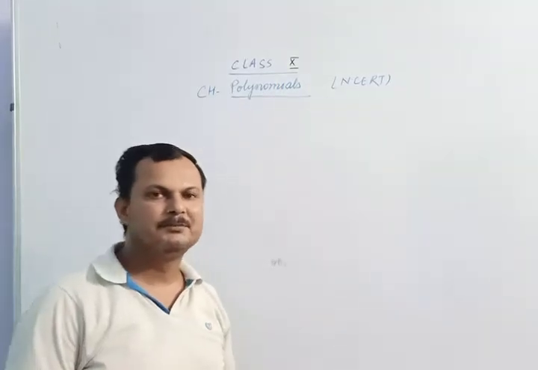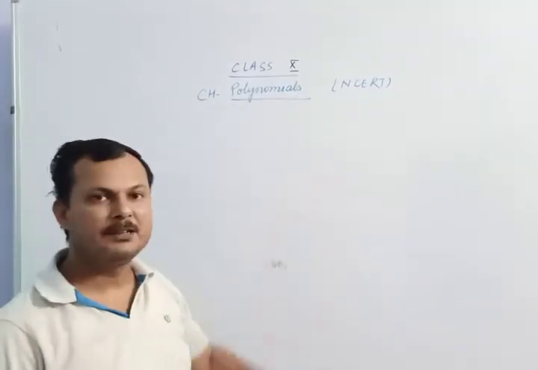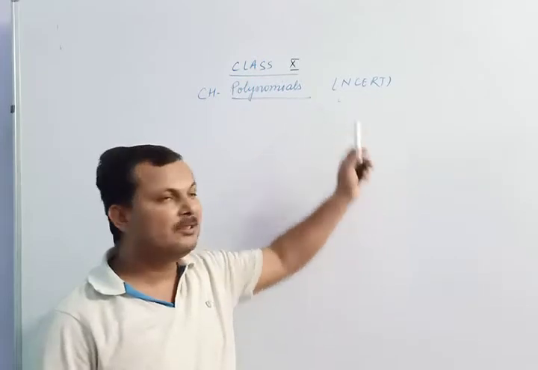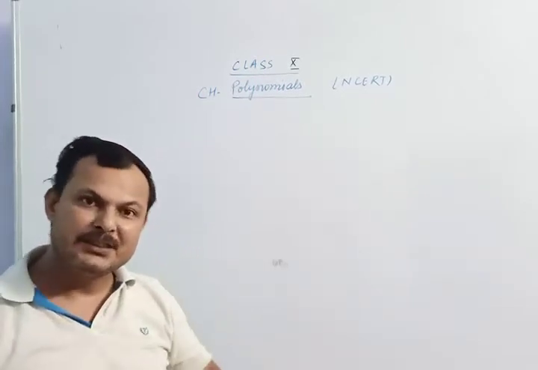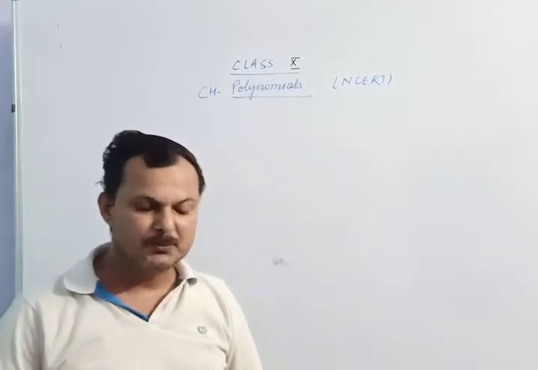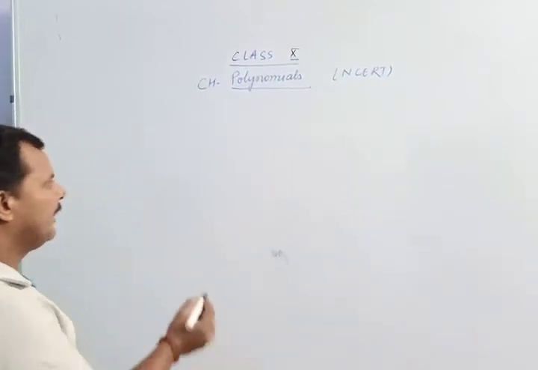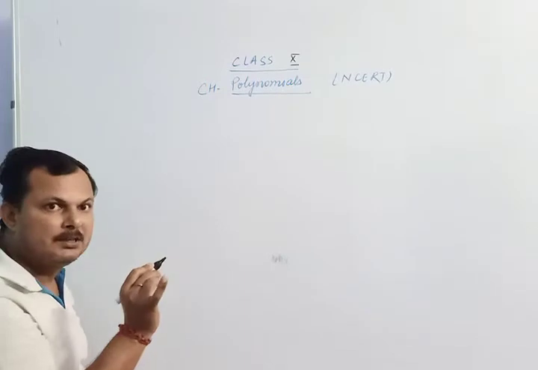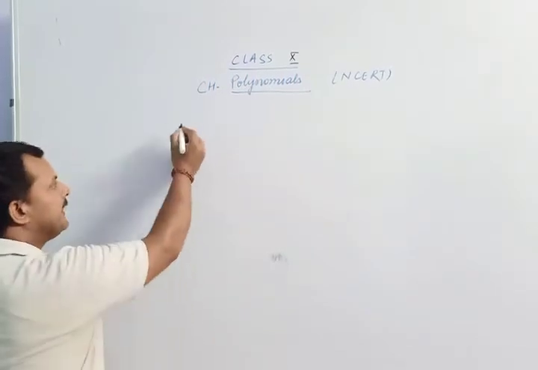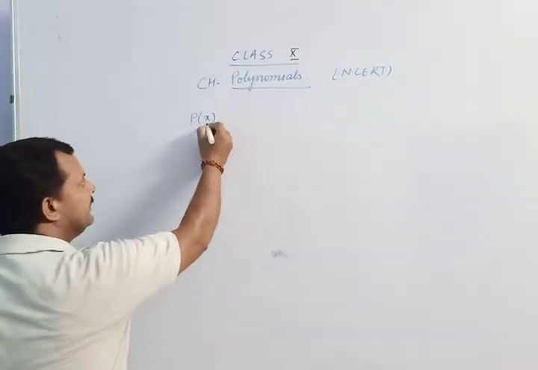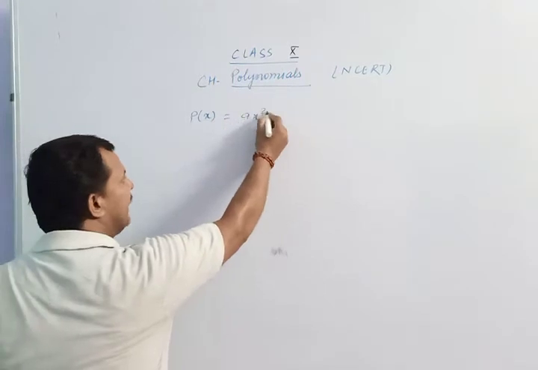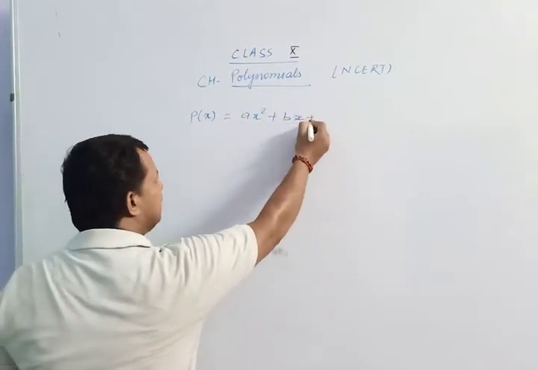Hello students, we are with the chapter Polynomials of Class 10 based on NCERT, and in continuation for exercise 2.2 we have to revise the sum formula. First of all, we will recall the general form of a quadratic polynomial. P(x) is equal to ax square plus bx plus c.